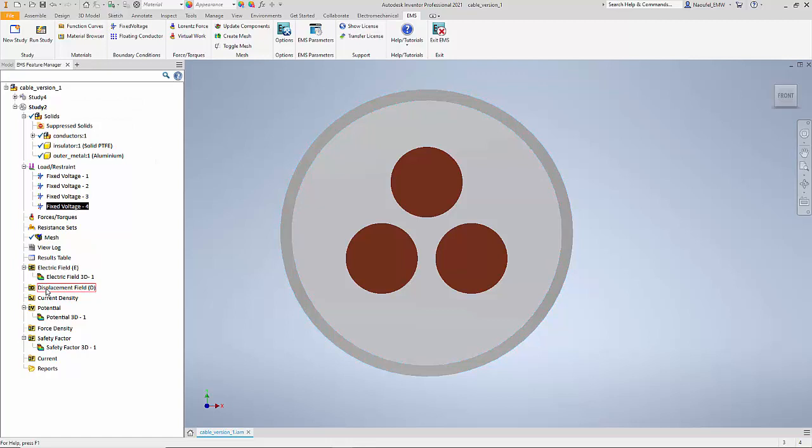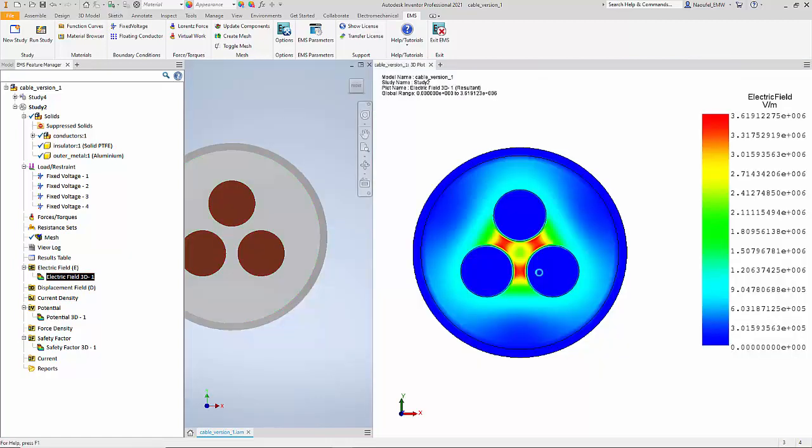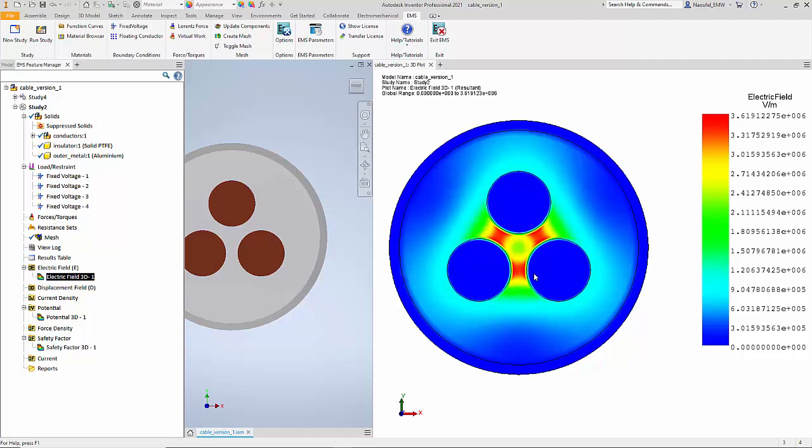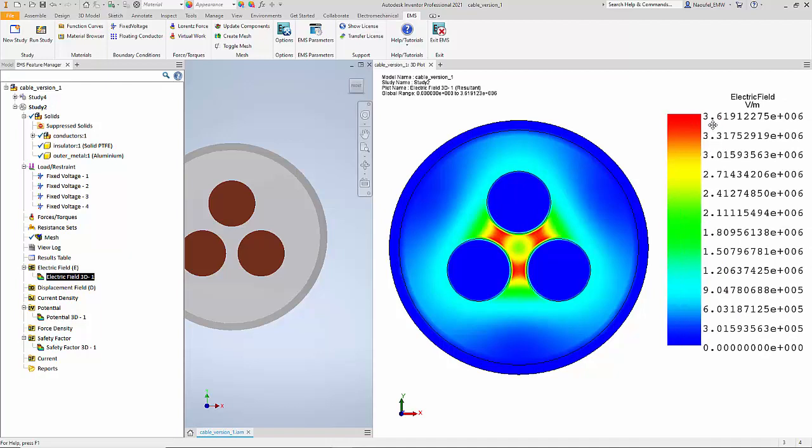We have run the simulation and we can take a look at the results. The first result that we will be looking at is the electric field distribution. Here you see the electric field distribution in the insulator. The maximum value that you get is around 3.6 million volt per meter. But if you recall, the insulator has a breakdown strength of 19.7 million volt per meter. Hence, the 3.6 million volt per meter is well within the breakdown limit.